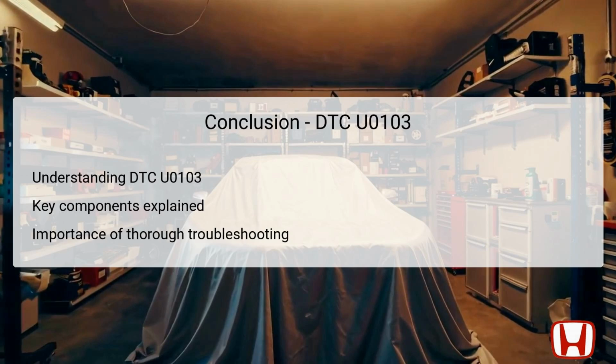In conclusion, DTC U0103 indicates a communication loss between the shifter control module and the TCM. Understanding the roles and locations of the involved components is crucial for effective troubleshooting. This presentation walked through detailed steps, emphasizing the importance of verifying electrical connections, inspecting fuses, and conducting continuity checks. Each step is aimed at isolating and repairing the communication pathways to restore proper functionality.